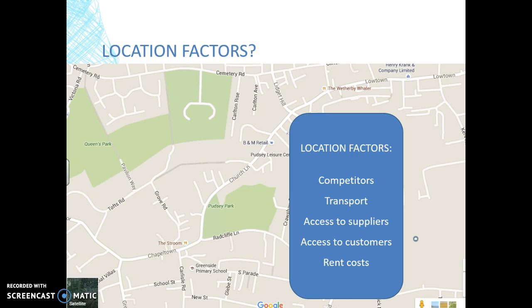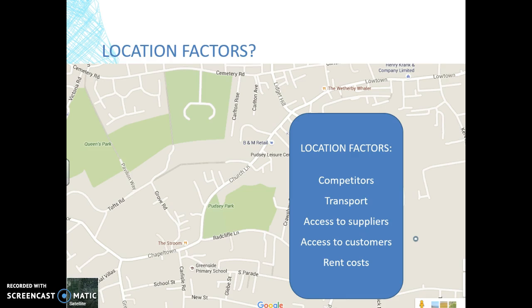Transport. Whichever business you are, you need to think about, how are my customers, how are my employees going to get to me? Is there a bus station? Is there rail? Is there a car network? Is it easy to walk? How can things get transported to you?